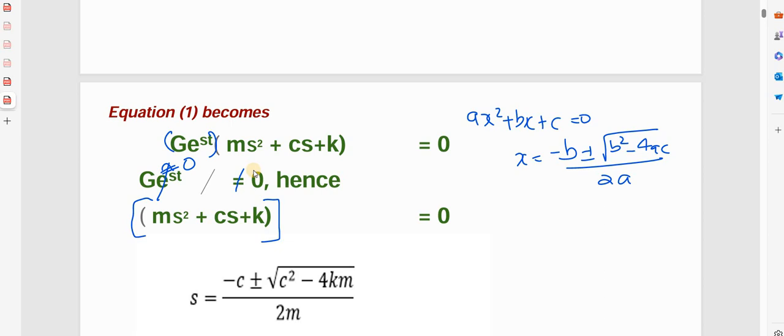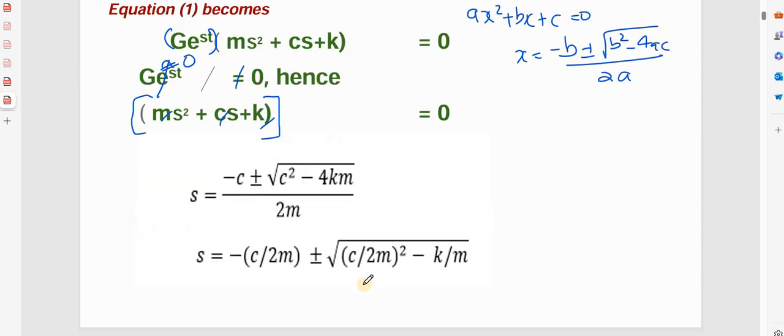So here, instead of that, we are having m, c and k. So I can write the solution for this as s is equal to minus c plus or minus root of c square minus 4km by 2m. So this is what we have got.